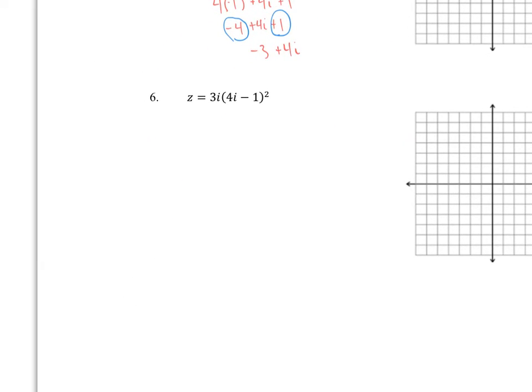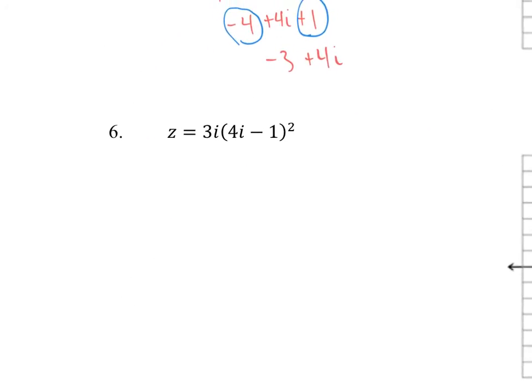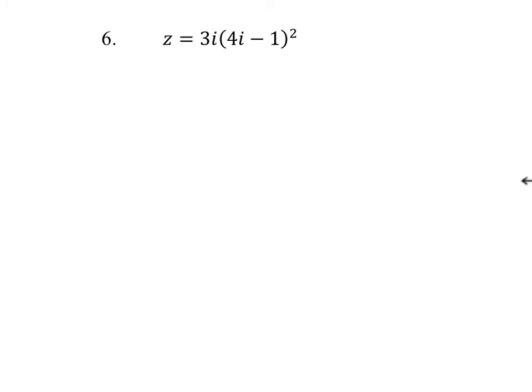Let's do number 6. 6 is pretty quick also. It's kind of like the example we did in class. But with this one, you can't combine these two things. They're not like terms, so we can't do the fast way. The first thing I'm going to do is just rewrite this as 3i times 4i minus 1 times 4i minus 1. All right, now I can start doing my distribution. So I'll have 12i squared minus 3i. And I also still have this 4i minus 1 here.